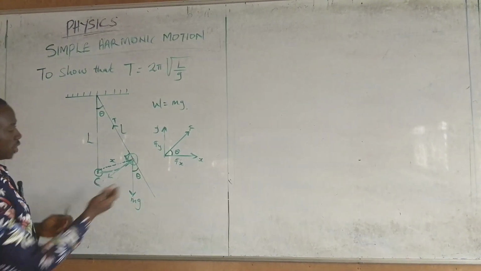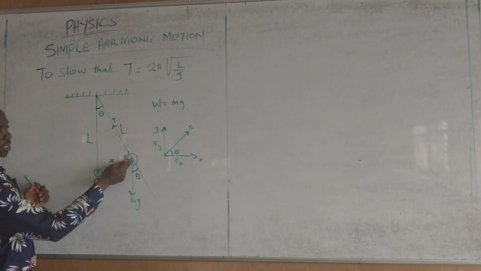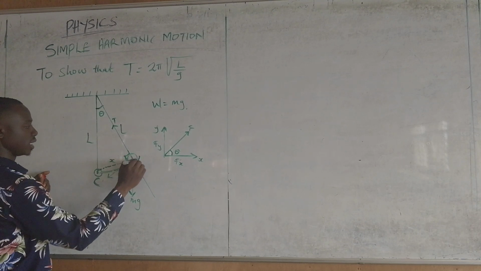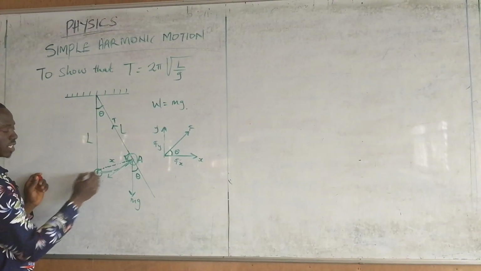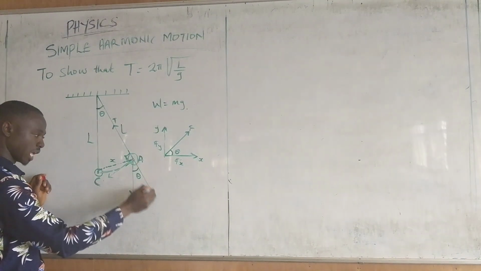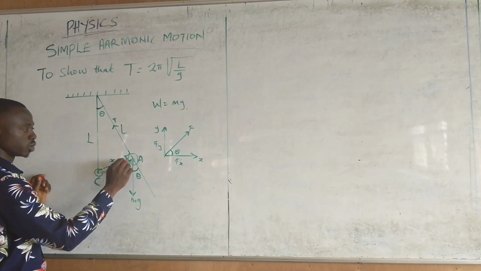Now, if you look at what we have here, this line tangential to this arc, let me call here A, arc AC. This arc AC now, the line that is tangential to it, and the line of the rope itself, both of them are what?